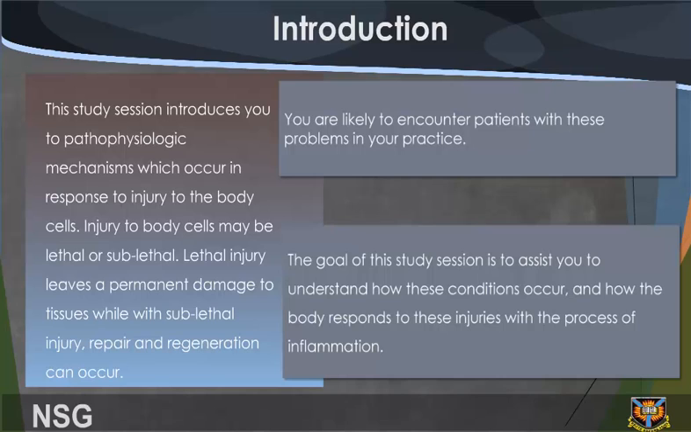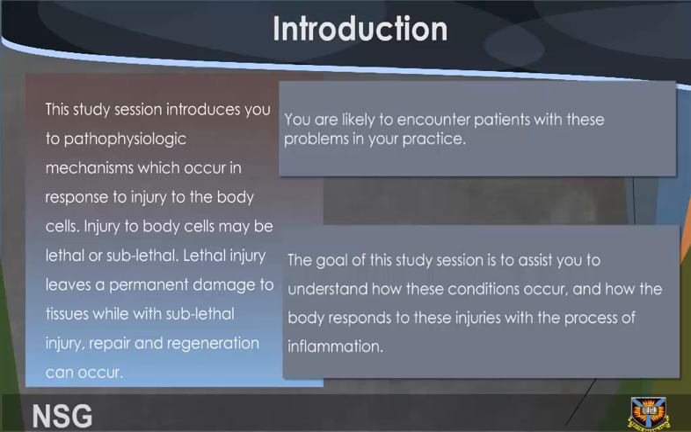This study session introduces you to pathophysiologic mechanisms which occur in response to injury to the body cells. Injury to body cells may be lethal or sublethal. Lethal injury leaves a permanent damage to tissues, while with sublethal injury, repair and regeneration can occur. You are likely to encounter patients with these problems in your practice.